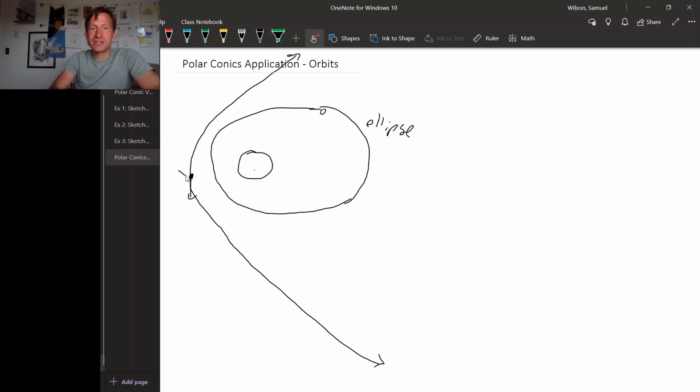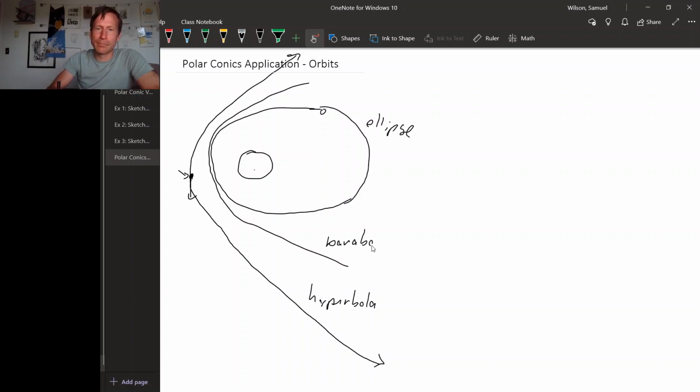If the object is moving too rapidly to be captured by the gravity of the central object, then you get a hyperbola. And if the object is moving only barely rapidly enough to escape the gravity of the object, then it turns out that you get a parabola. So it turns out that parabolic orbits sit in between elliptical orbits and hyperbolic orbits.